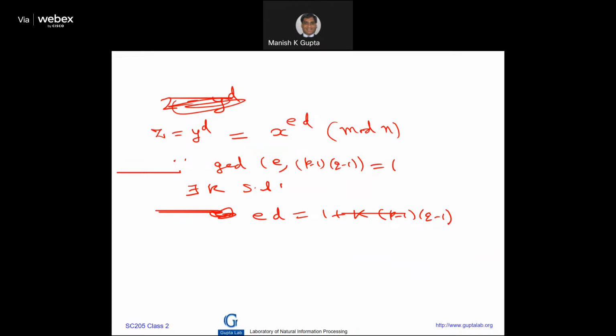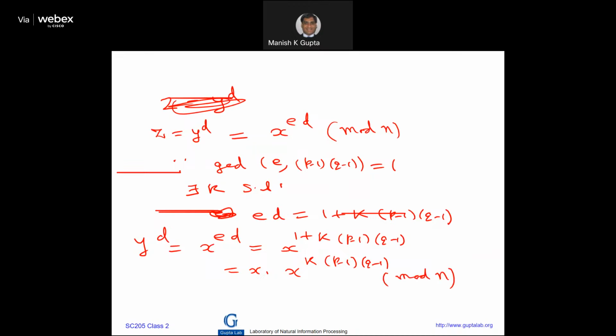Now I can substitute this value of ED on the top of X and see what happens. Therefore, Y raised to power D is equal to X raised to power ED is equal to X raised to power 1 plus K times (P minus 1) into (Q minus 1), is equal to X times X raised to power K times (P minus 1) into (Q minus 1) mod N. Got it? Now you can see that Y raised to power D, which is Z, is equal to X times some extra X, right? If somehow I can show that this value is 1, our job is done, right?